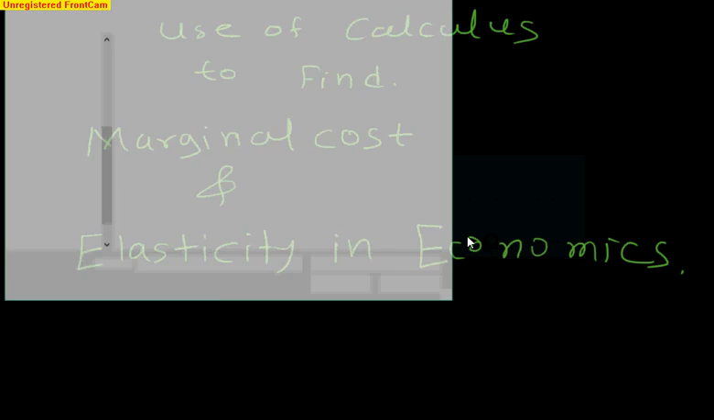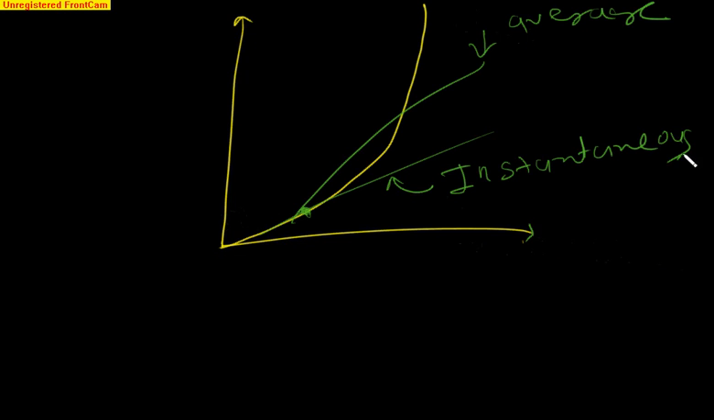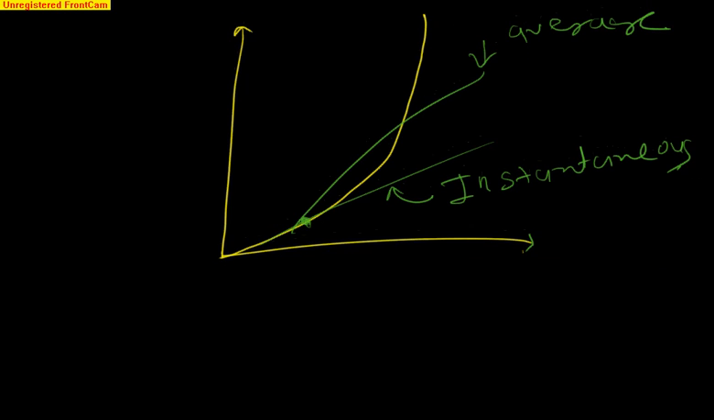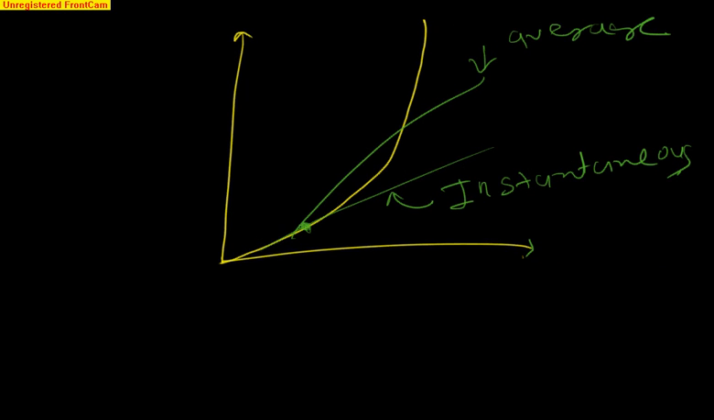For that, I'm going to open a graph. This is an old graph we have seen already. I discussed about this. So this is y, this is x. Let y be the cost and x be the quantity.